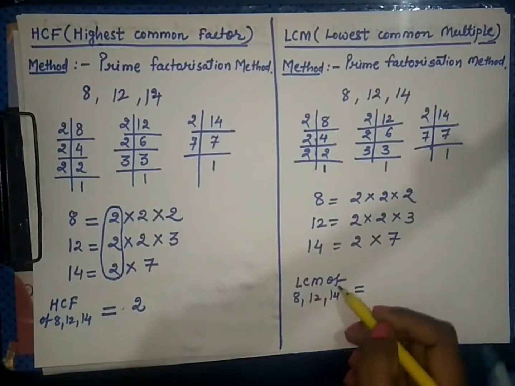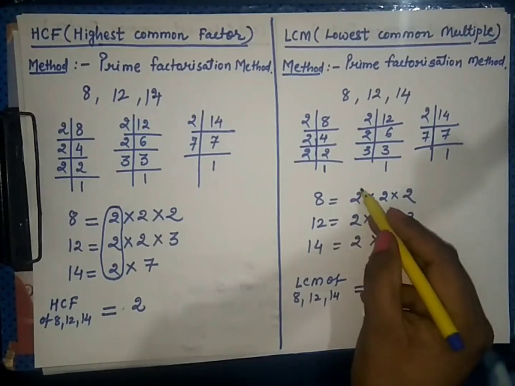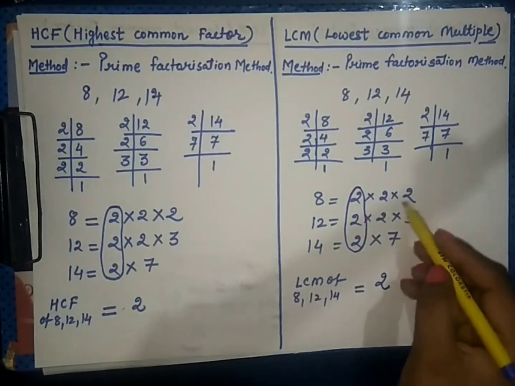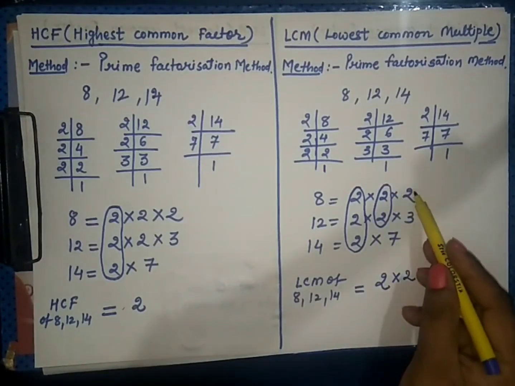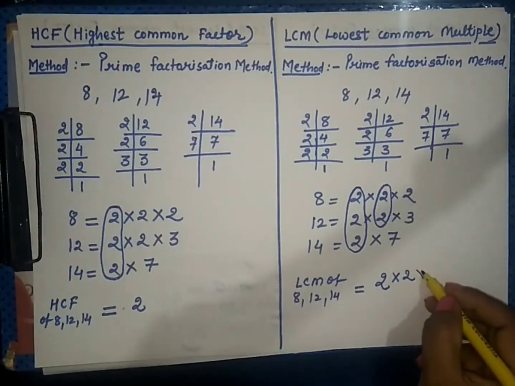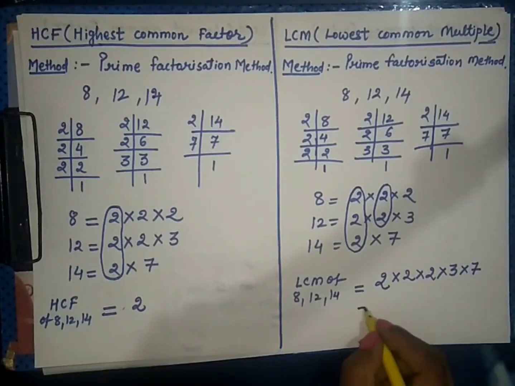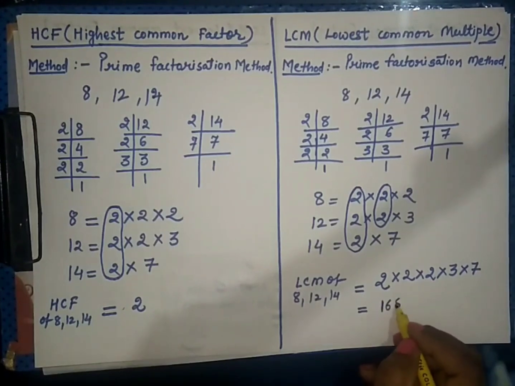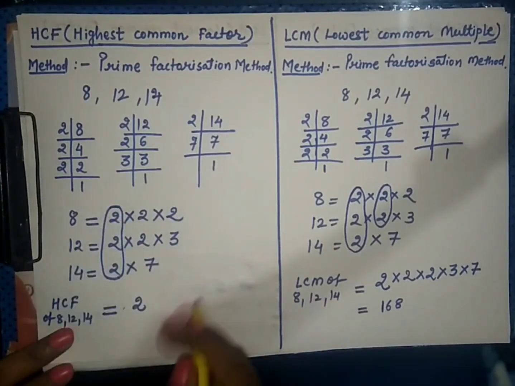Now in case of LCM, here we will write all those numbers which are common and uncommon. So here 2 is common in all these three numbers. So we will write 2, and then 2 is present in 8 and 12. But we will not write it twice, we will write it only once. Then the numbers 2, 3 and 7 are present, so we will multiply 2, 3 and 7 also. So here we are writing common as well as uncommon numbers. So here 2 2s are 4, 4 2s are 8, 8 3s are 24 and 24 7s are 168. So this is the LCM of 8, 12 and 14, and 2 is the HCF of 8, 12 and 14.